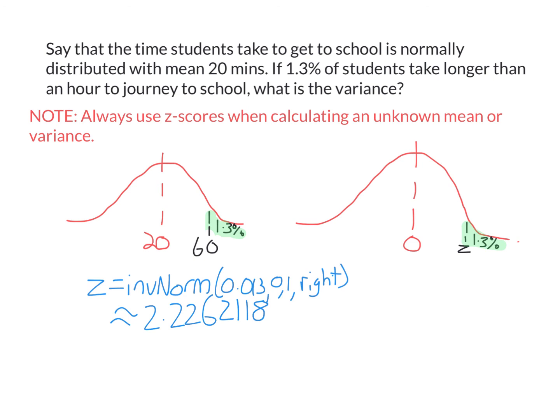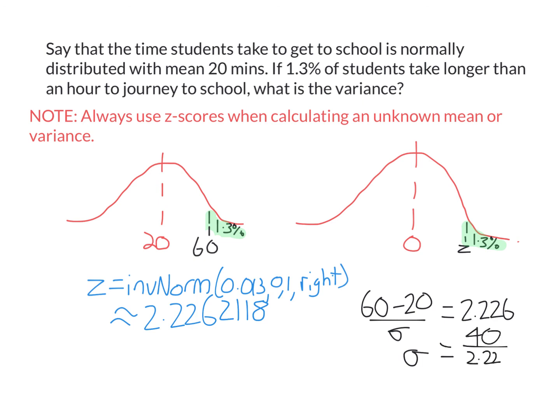So now we're just going to use the formula for z-score. Basically what we found is that the score minus the mean over the standard deviation, which we don't know, is equal to 2.226. This is the z-score of the score 60. So we can easily find what sigma is. On top, we just have 40. So 40 over sigma equals this. We can just move the 40 and the fraction line over. So we go 40 over 2.226, which is sigma, and we get about 17.96. So that's how we find the standard deviation.